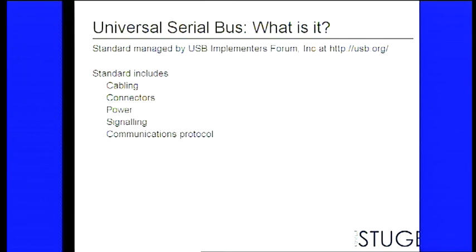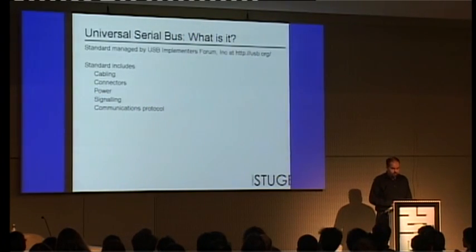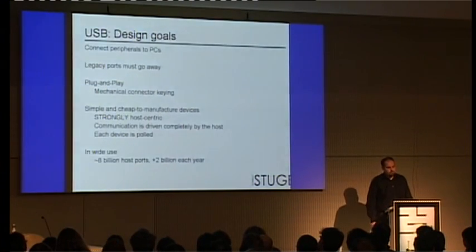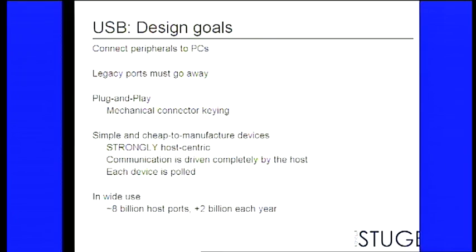The standard covers a whole bunch of stuff. It's pretty detailed. It goes into specifics for cabling, for USB devices, connectors on devices and on hosts, and what connectors go where and so on. It talks about power consumption, the signaling that goes inside the cable, the communications protocol that goes on top of the signaling, and much more. The design goal for USB was, as was mentioned in the introduction, to be able to connect peripherals to PCs, because legacy ports were at the time about to go away, and there were good reasons for that.